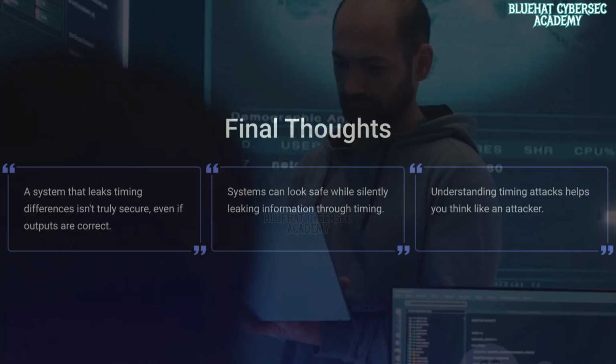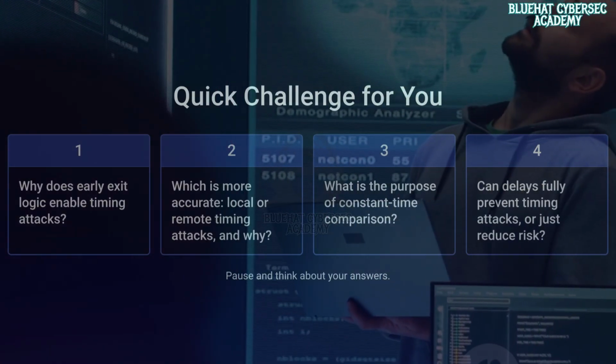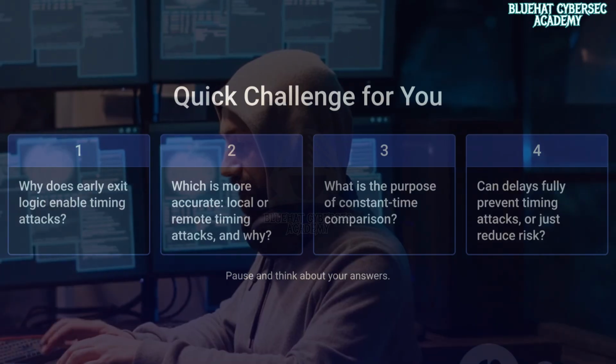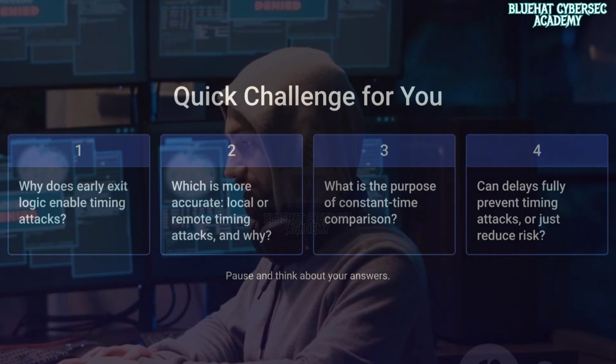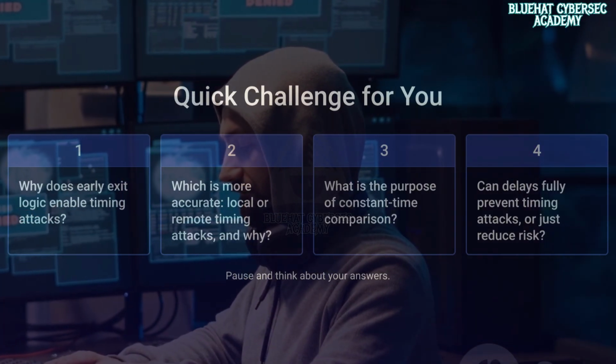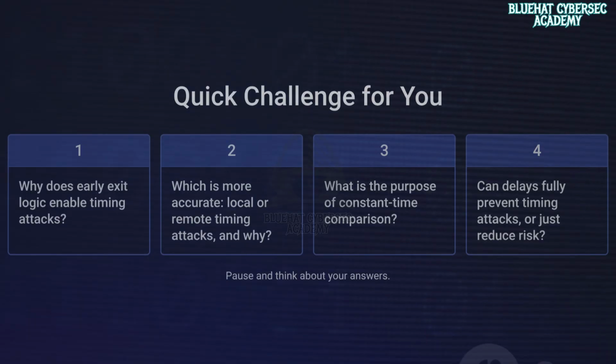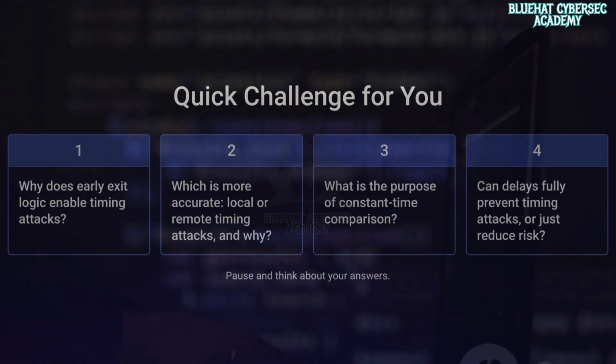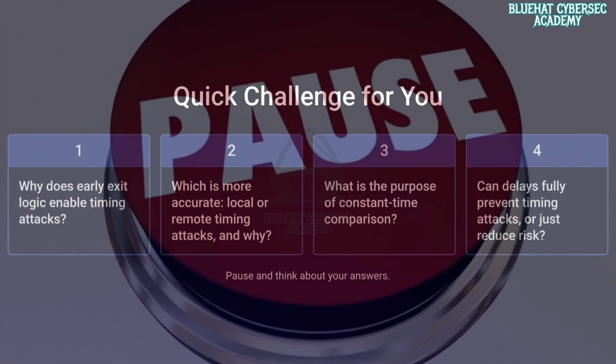Before you go, here's a quick challenge for you. Why does early exit logic make timing attacks possible? Which type of timing attack is more accurate, local or remote, and why? What is the purpose of constant time comparison? And can adding delays fully prevent timing attacks, or just reduce the risk? Pause the video and think about your answers.